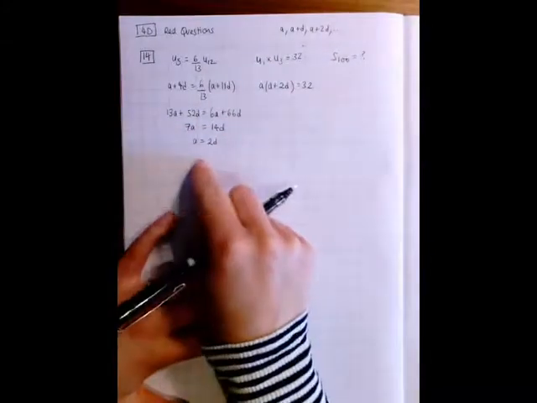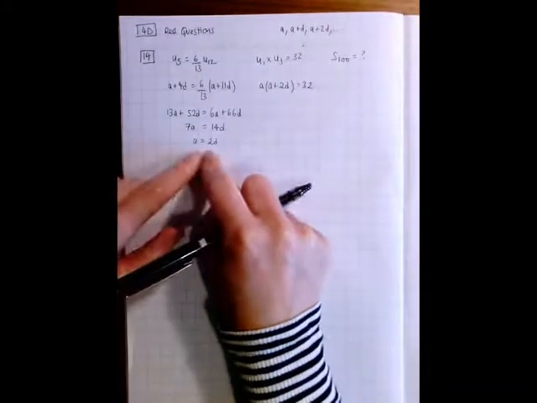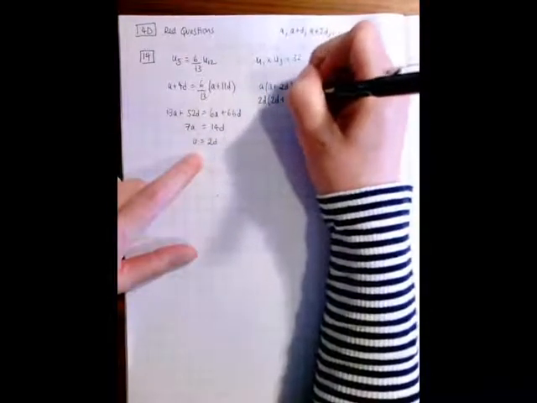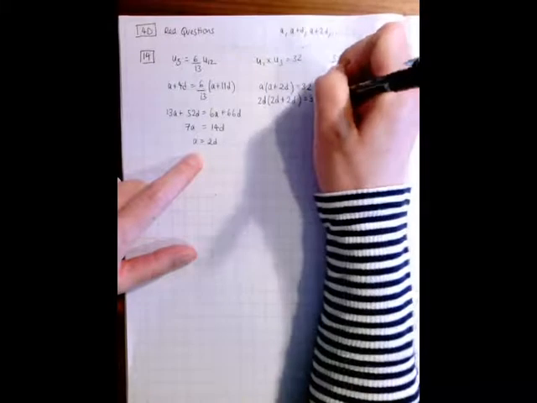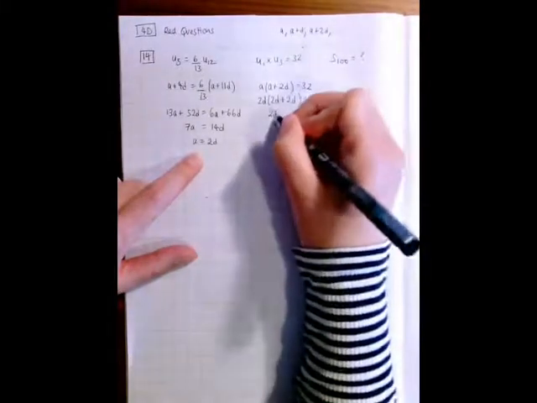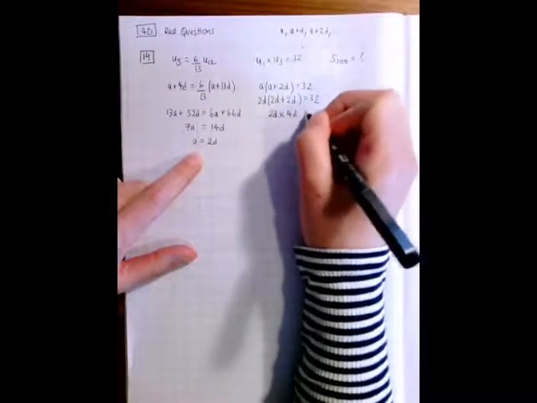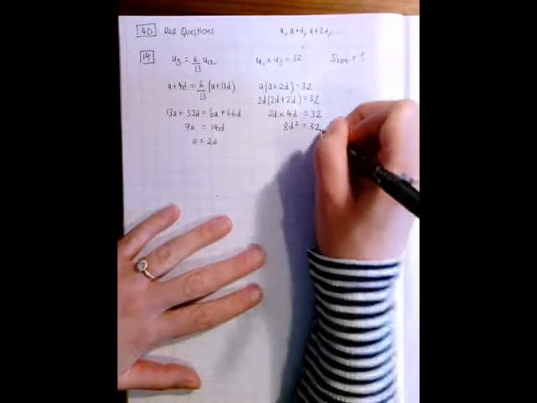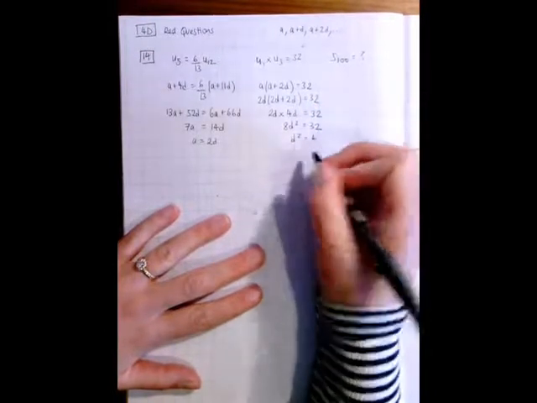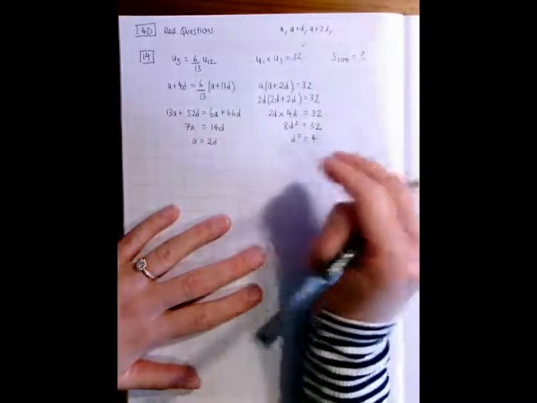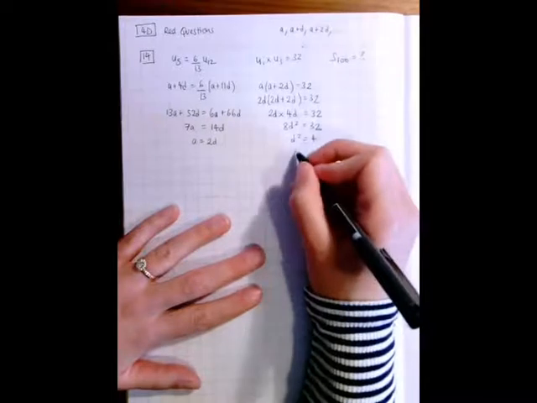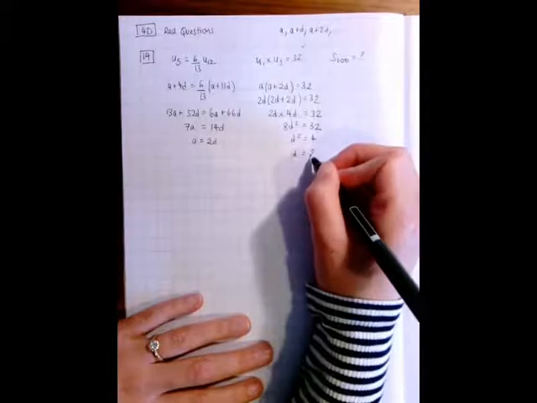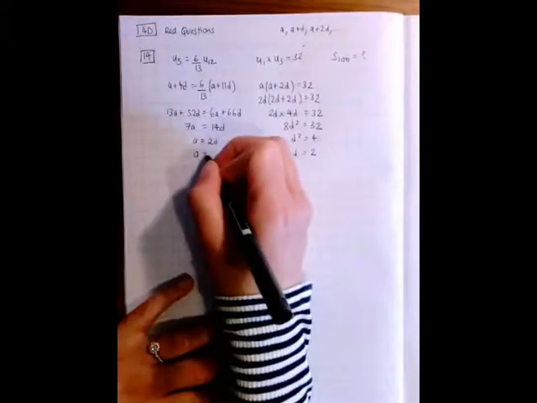So I found out that A is 2D. So if I swap now the A's up here for 2D's, I'm going to get 2D times 4D equals 32, which is 8D squared equals 32. Divide by 8, it's 4, square root it, and we know it's going up the sequence, it's positive, so it's going to be the positive square root because the difference would have to be increasing and positive, so D is 2. Therefore, that means A must be 4.